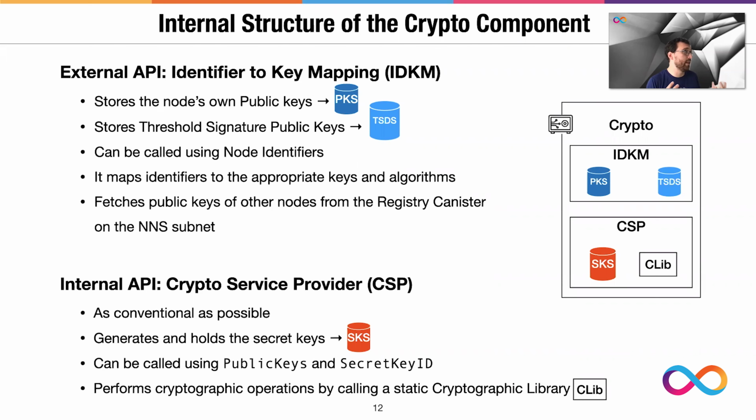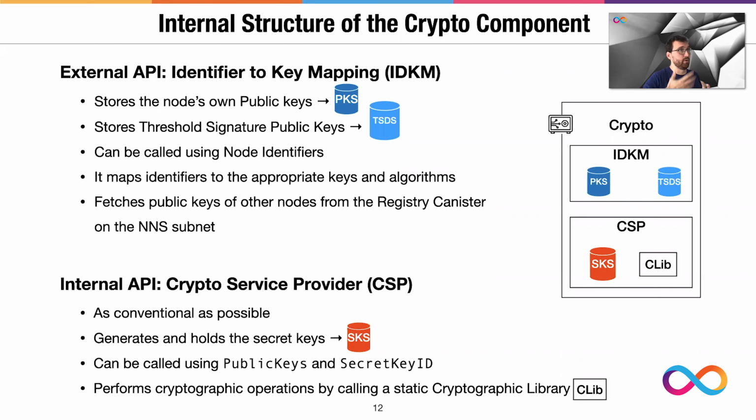So this IDKM layer's responsibility is really to map identifiers, for example, node identifiers, to public keys and algorithms to be used. This is also the place where decisions are made about whether I'm using this scheme or this other scheme, and whether it is one key or another. This IDKM layer is also the place where the public keys of the node are stored locally.